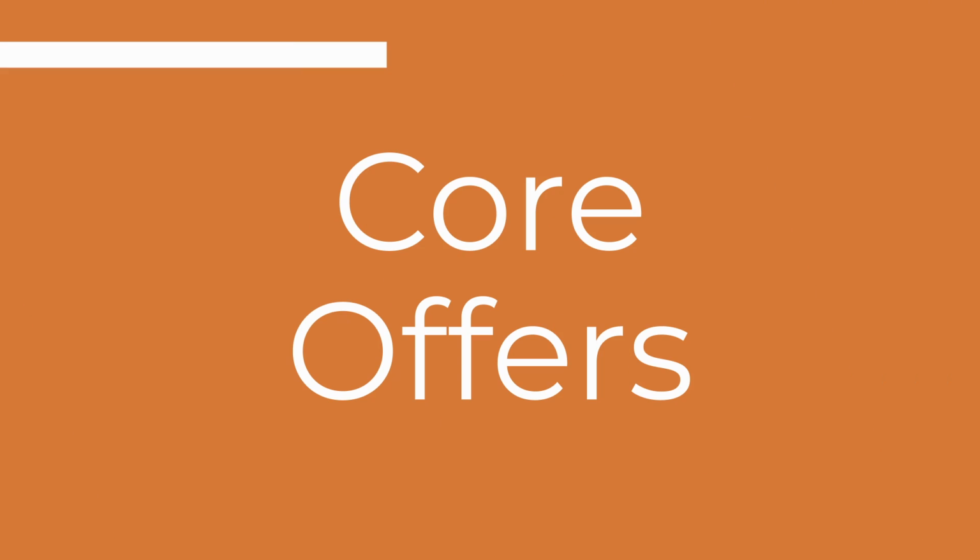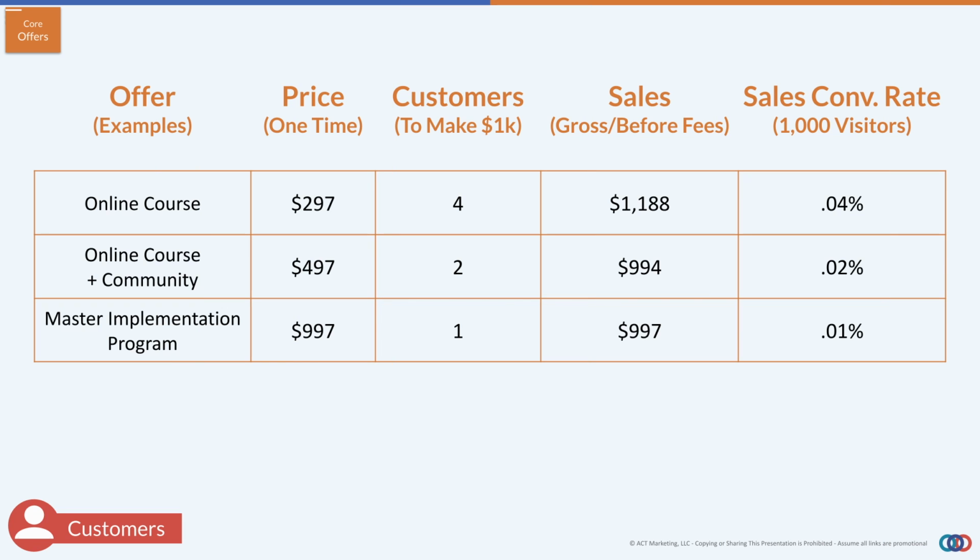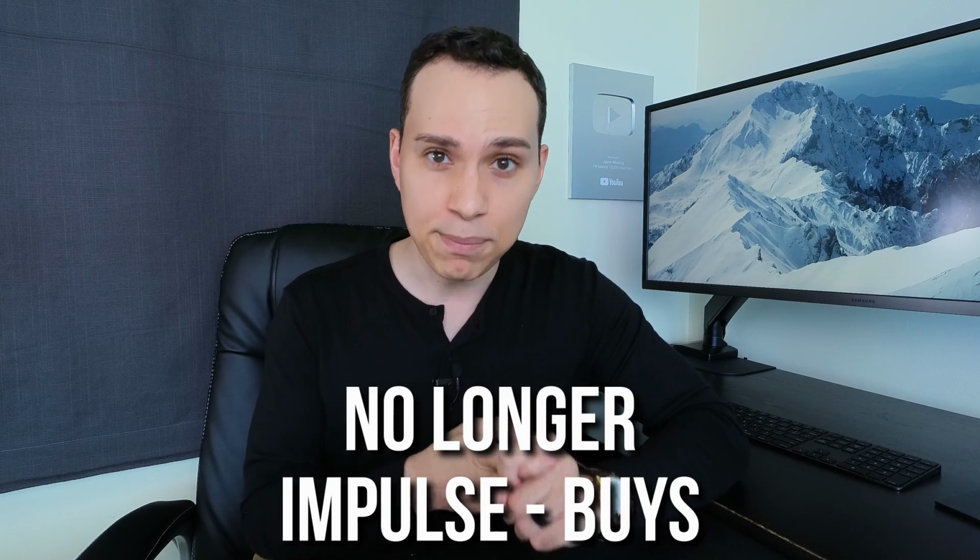Now, this next pricing tier is going to be your core offers. So these are typically going to be courses anywhere from $250 or $300 all the way up to $997, just under $1,000. So there are 2 key aspects that differentiate these offers from the first 2 that we talked about. Number 1, these are no longer impulse buys.